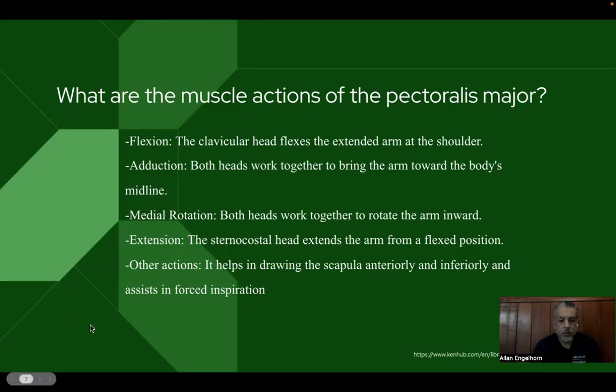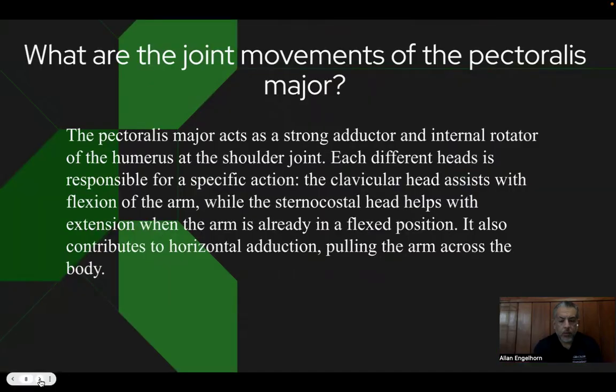So let's see here. What are the joint movements of the pectoralis major? The pectoralis major acts as a strong adductor and an internal rotator of the humerus at the shoulder joint. Each different head is responsible for a specific action. The clavicular head assists with flexion of the arm, while the sternocostal head helps with extension when the arm is already in a flexed position. It also contributes to horizontal adduction, pulling the arm across the body.